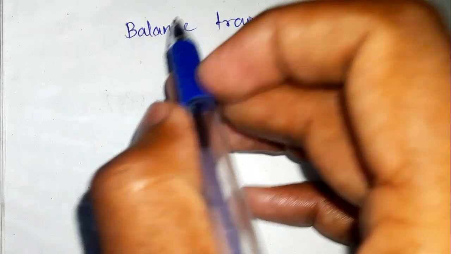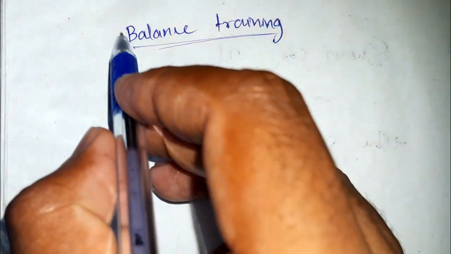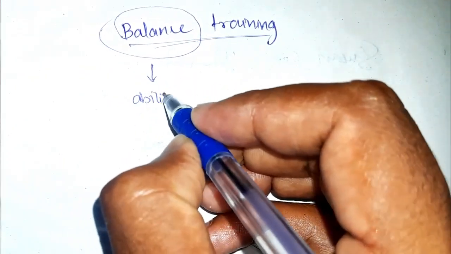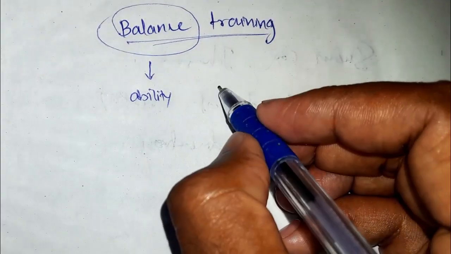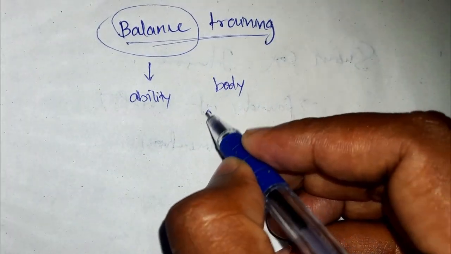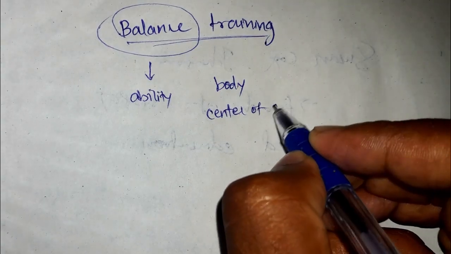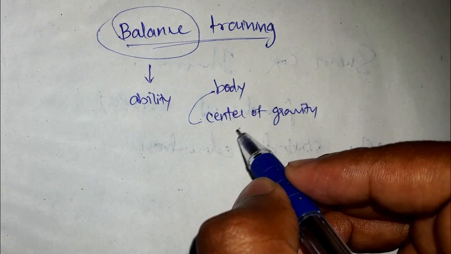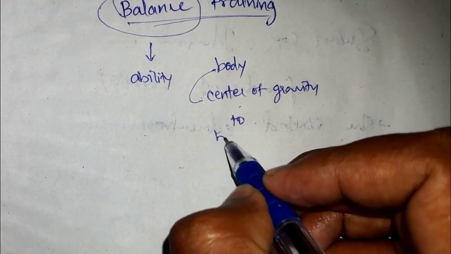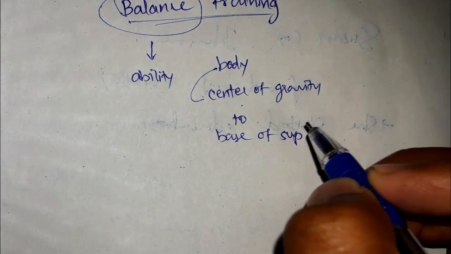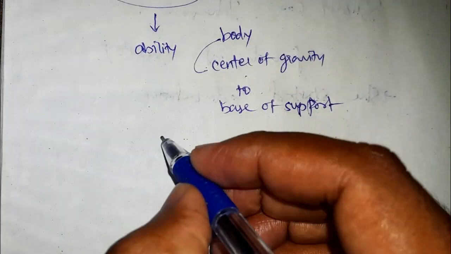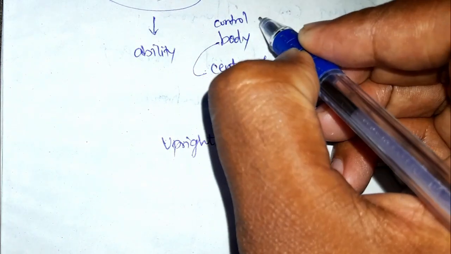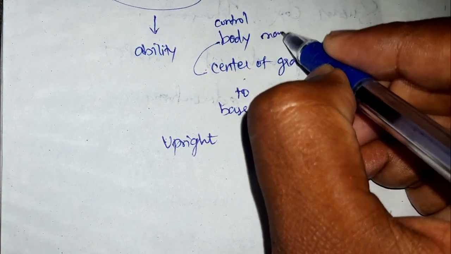Guys, today we are going to talk about the topic balance training. Let's discuss what balance is. Balance is the ability to control the body mass or the center of gravity to the base of support. By this control we can maintain the upright posture.